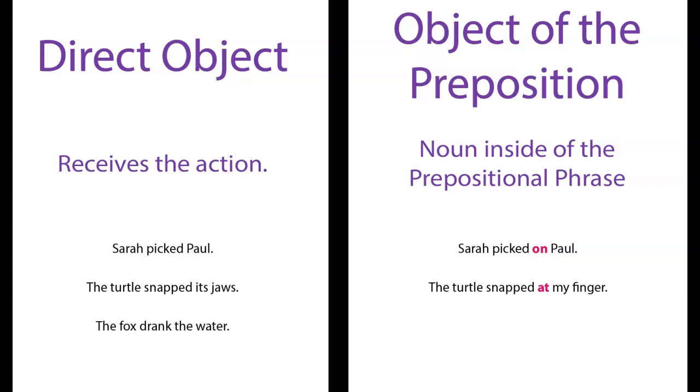And the fox drank the water. Totally a direct object. Super good, right? Subject, verb, direct object. Very simple. The fox bathed in the water. No longer a direct object. Why? Because it has a preposition in there. In is a preposition, and therefore it disqualifies this as a direct object. So, we're going to go practice a direct object versus object of a preposition. Ready, set, go.